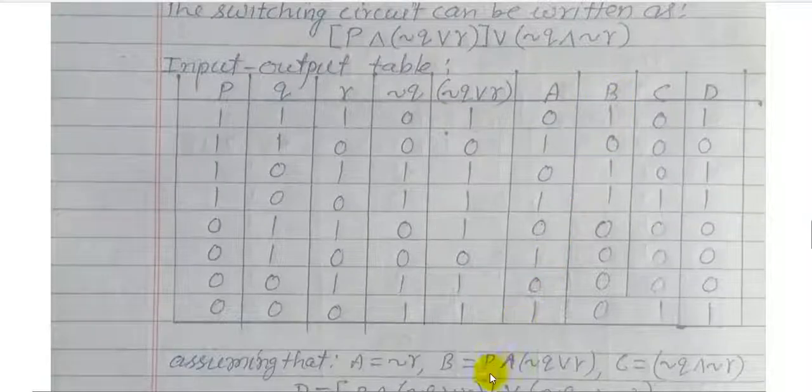For B, what is B? P and negation Q or R. P means the first column and the fifth column, using the AND rule in these two. So we get these terms, and you should learn that. Using these rules, we get 1 0, triple 1, 0 and 1, because of the OR rule. This is P and negation Q or R.